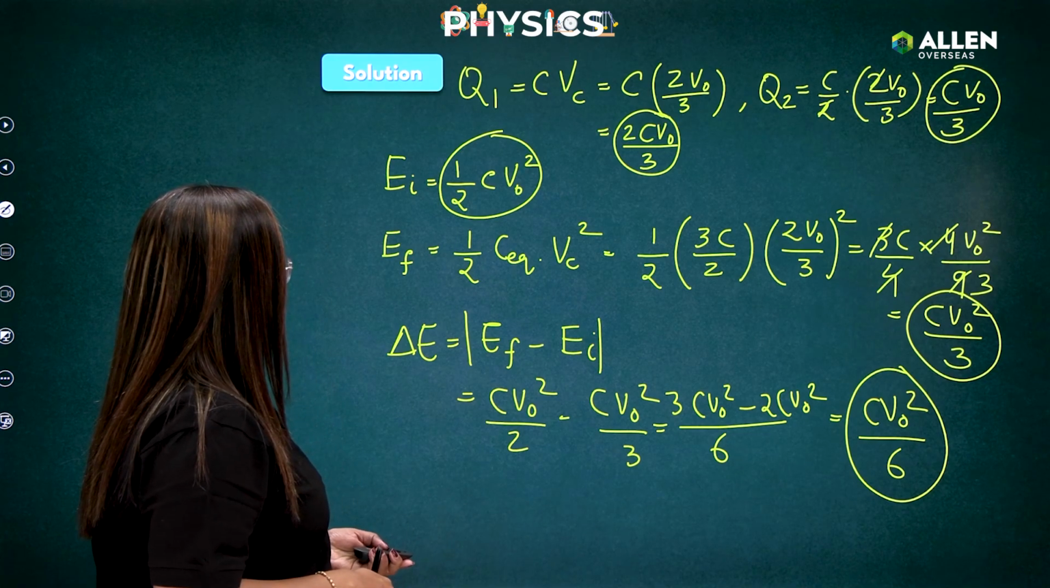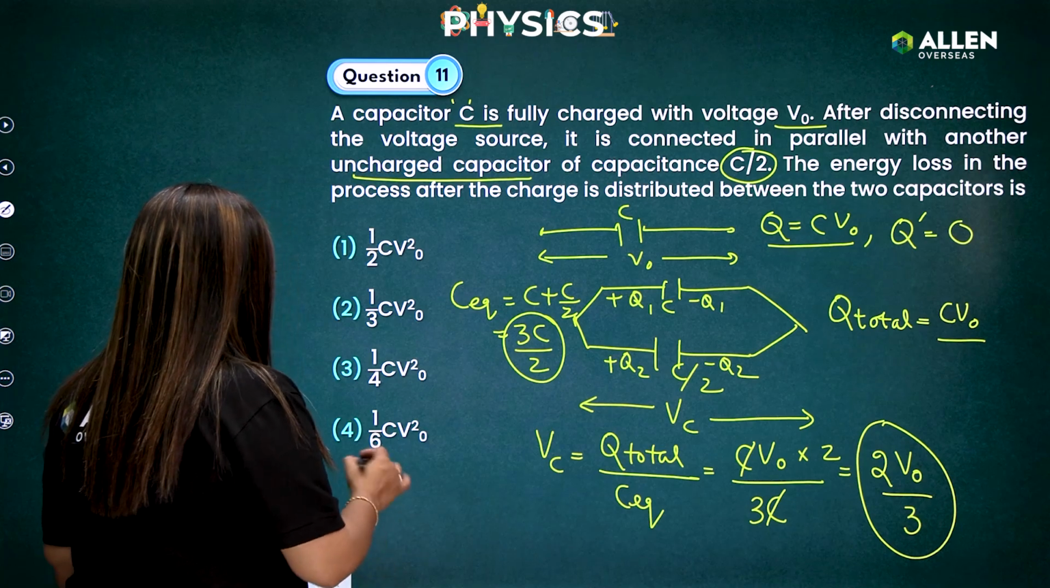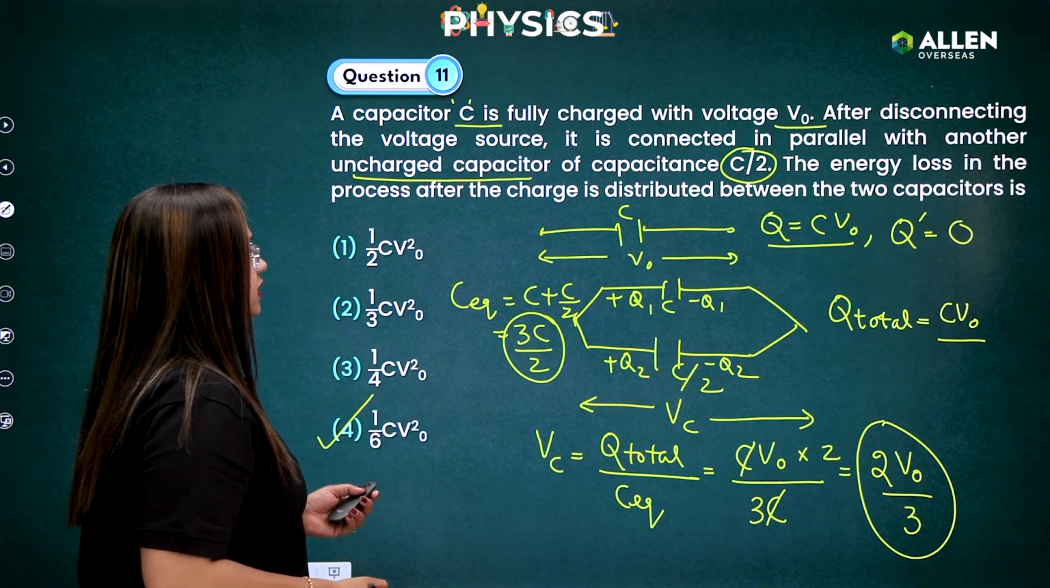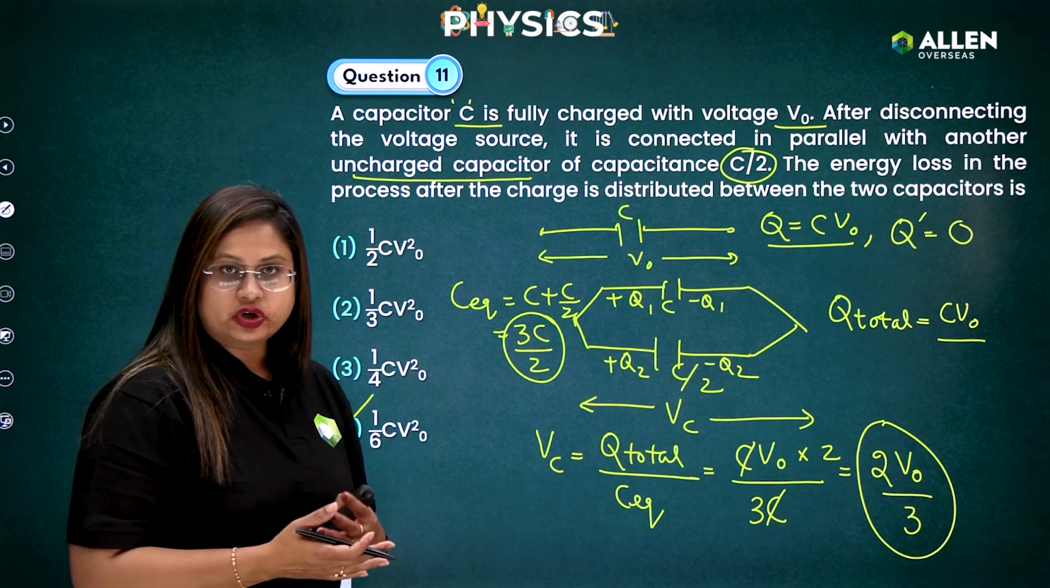So we are required to find that change, and let's check the answer. You can clearly see that this is option number 4, which is the energy loss in the process during the redistribution of the charges between the capacitors.